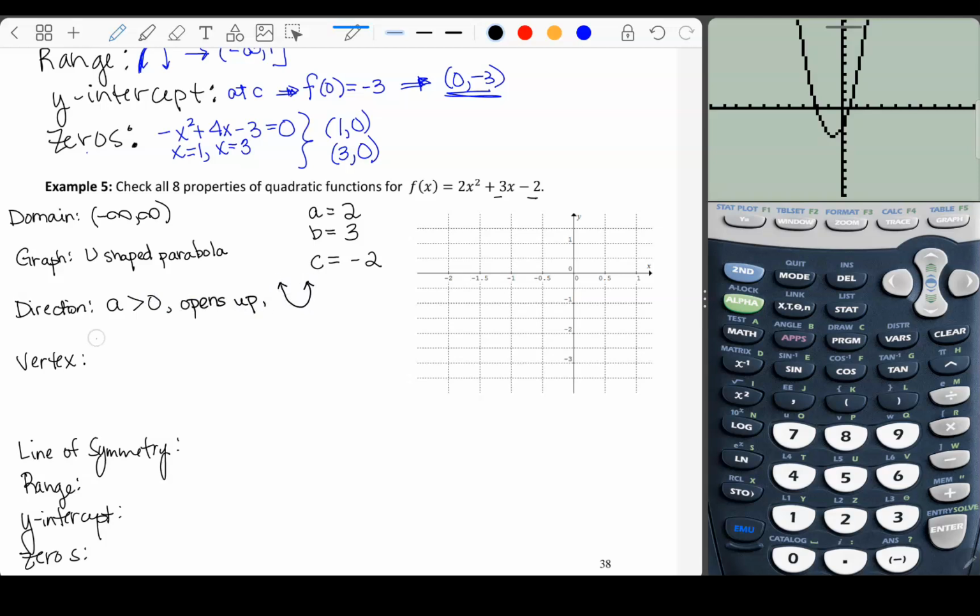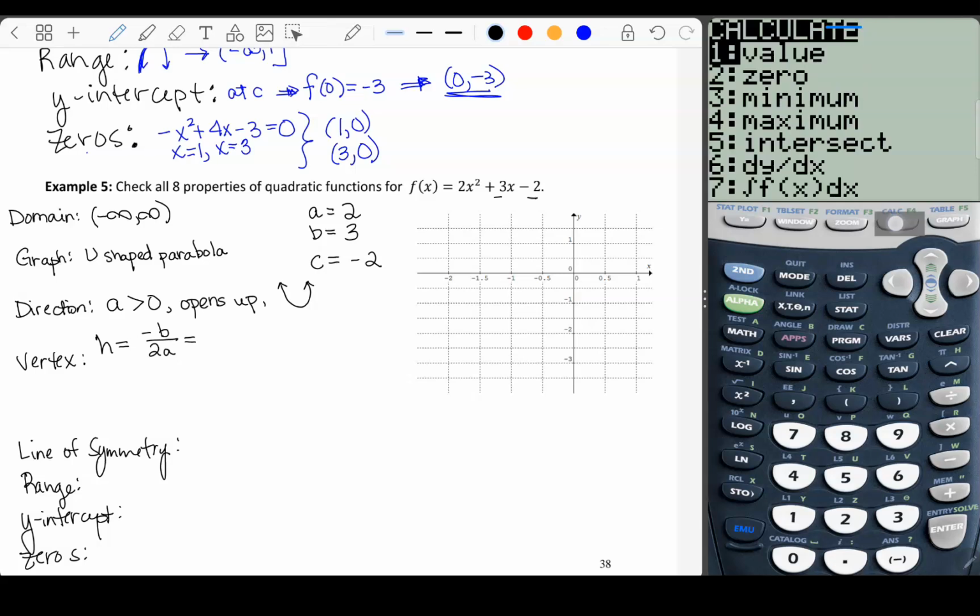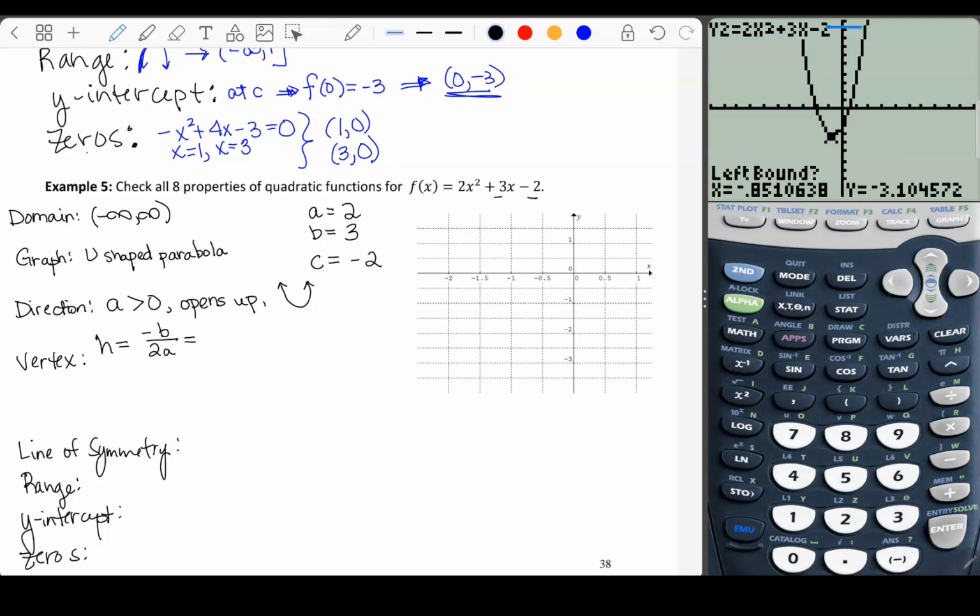The vertex can be found several ways. We can say h equals negative b over 2a and plug in our values. Or we can go to our calculator and say, since it's opening up, we're looking for a minimum. So left bound, right bound, enter. Our minimum is a wonderful decimal, which I'm going to write as negative 0.75 for the x value and negative 3.125 for the y value.